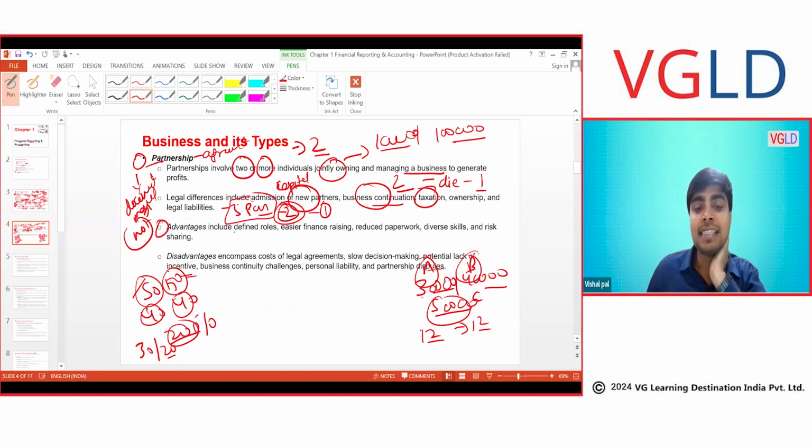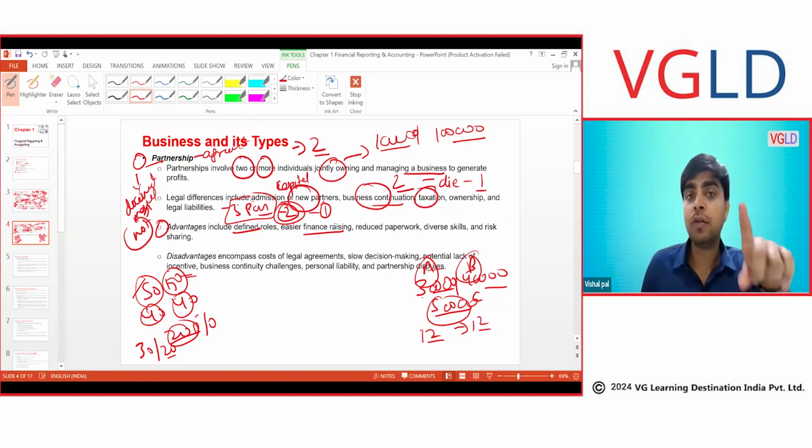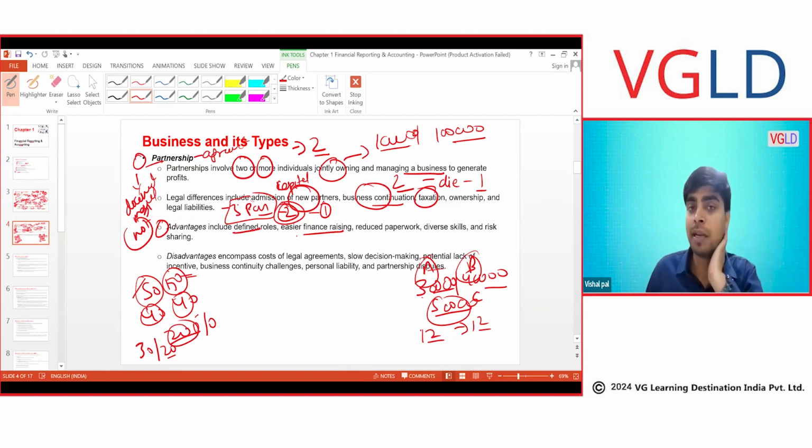Now, advantages, as I told, they are defined roles, easier financing. Why? As compared to the sole trader, let's say I have 10 lakh of assets. So the bank will be willing to give me, let's say, 5 lakh or 6 lakh of loan, giving a mortgage possibility. But if there are partners, so there are multiple people, let's say I have 10 lakh assets, you have 20 lakh assets. So in that case, combined, we can take more loans. So easier financing as compared to a sole trader.